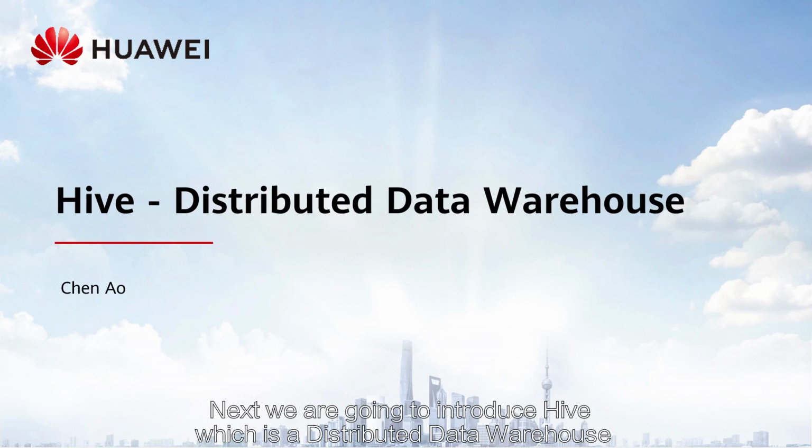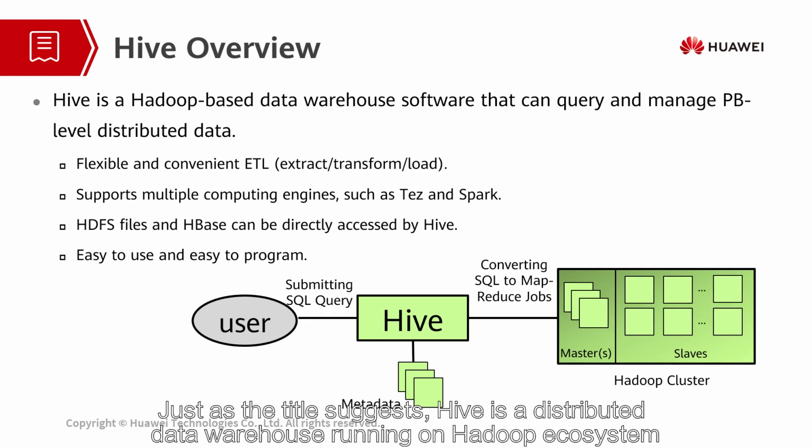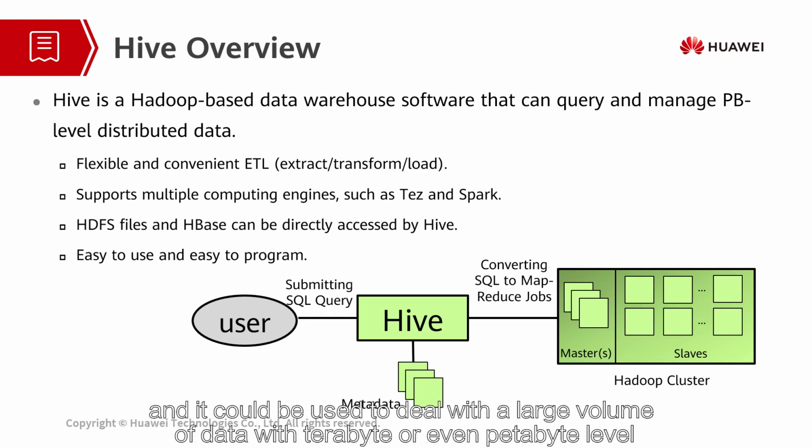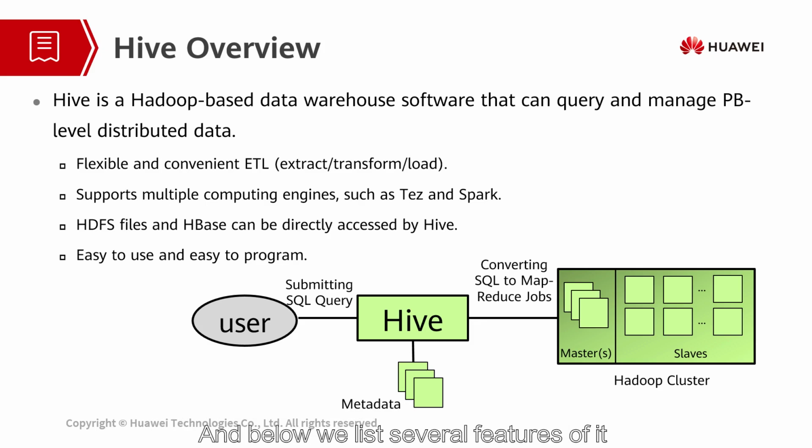Next, we are going to introduce Hive, which is a distributed data warehouse. Just as the title suggests, Hive is a distributed data warehouse running on the Hadoop ecosystem, and it can be used to deal with a large volume of data at the terabyte or even petabyte level. Below, we list several features of it.